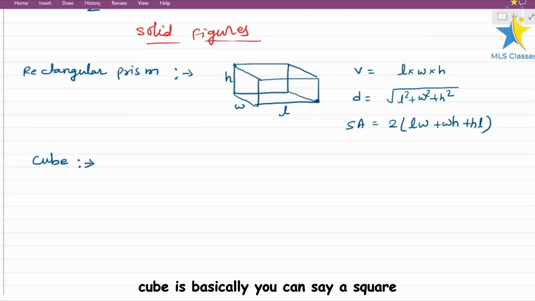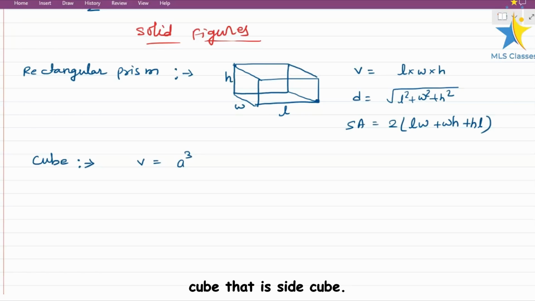Then cube. A cube is basically a square box or square prism. So the diagram will be like this only, just that it will be a square. The rectangular prism is based on a rectangle, and this one will be based on a square. So the volume here, since it is based on a square, all the sides will be equal. So the volume is A cube, that is side cube. Then the diagonal, we can get by replacing in this one only. Surface area is 6A square.